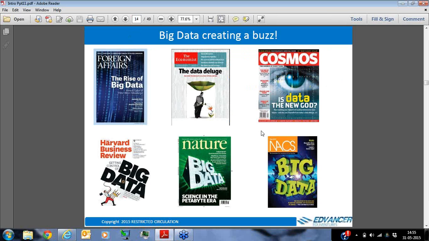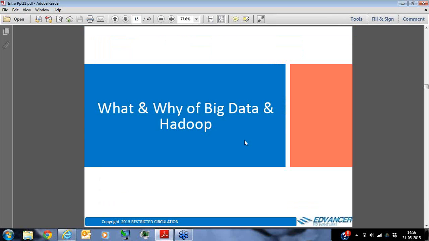So let's get into the core of our class today. And obviously, big data has been creating a lot of buzz in the industry. It's on the front pages of most magazines, newspapers, etc., right from Harvard Business Review to Economist to Nature to Cosmos. Everyone is really talking about big data, big data, big data. But what exactly is big data? What is big data? Why is it so important? And why has Hadoop software framework come into the picture?